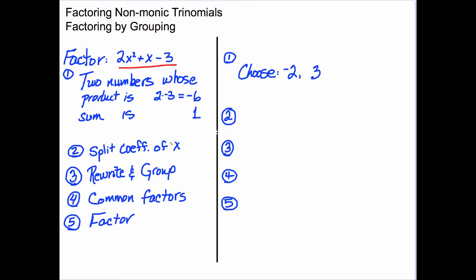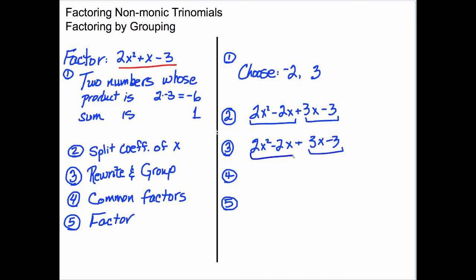The next step is to split the coefficient of x, which in this case is 1, to 2x squared minus 2x plus 3x minus 3. So we split that coefficient x, 1x, into negative 2x plus 3x. We then rewrite and group. So we're going to really group those, 2x squared minus 2x plus 3x minus 3. So there's the grouping.